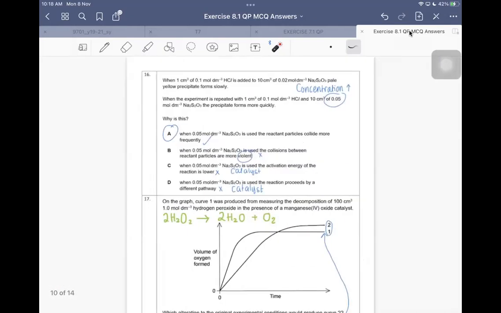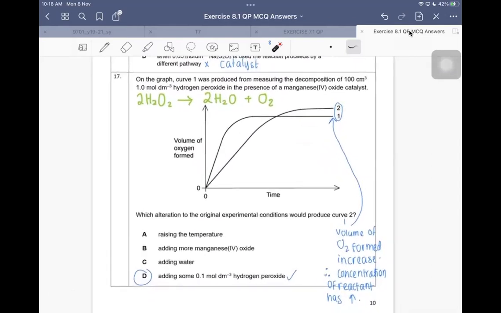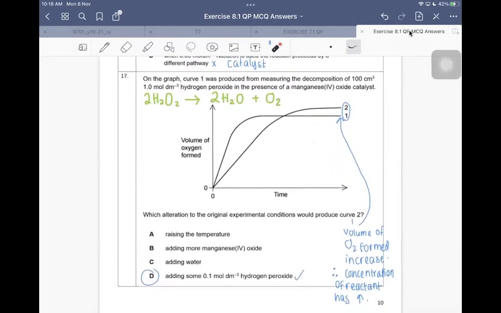Lastly, question 17, I would have to say it's quite a challenging question, okay? So I've only given you one factor, but there's also another factor, right? The equation for this reaction is when you decompose hydrogen peroxide in the presence of a catalyst, it will produce water and oxygen, okay? So curve 1 was produced from measuring the decomposition of 100 cm³ of 1.0 mol/dm³ of hydrogen peroxide. Okay, which alteration to the original experiment conditions would produce curve 2?